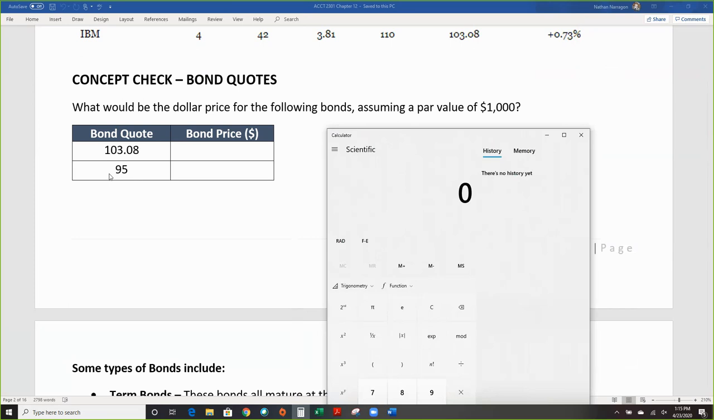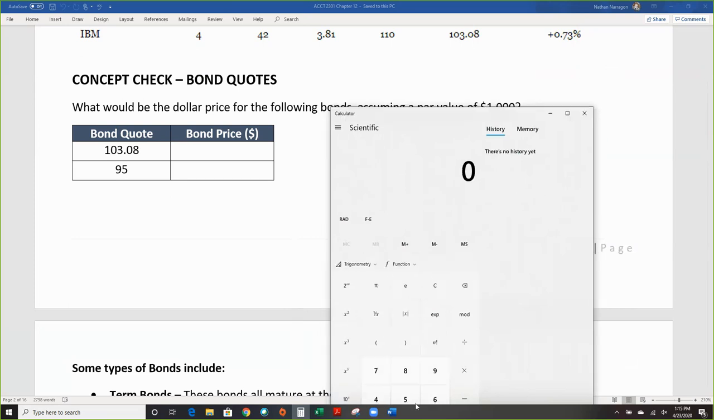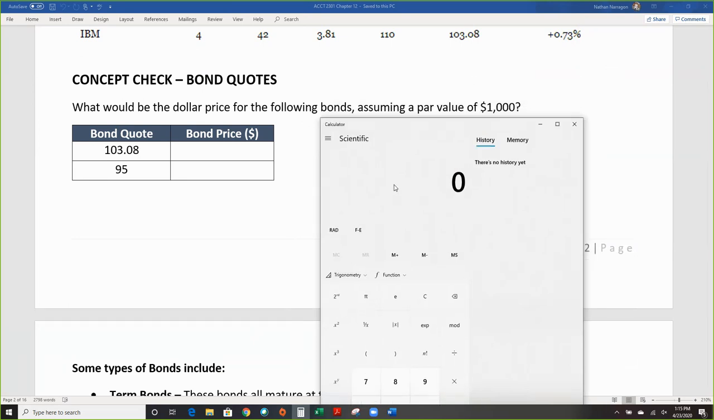But really, with these, we're going to take the face value, our par value, and we're getting that 1,000 bond. I want to sell it selling at 103.08, which is just basically times 1.0308. So again, since it's above 100, I can expect basically the price to be above 1,000, which it is, 1,030.80.